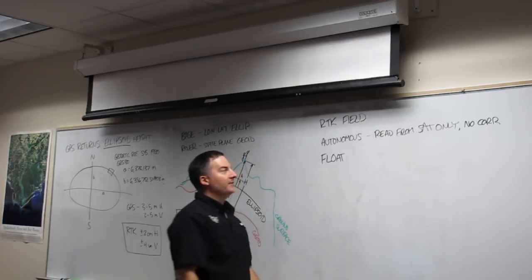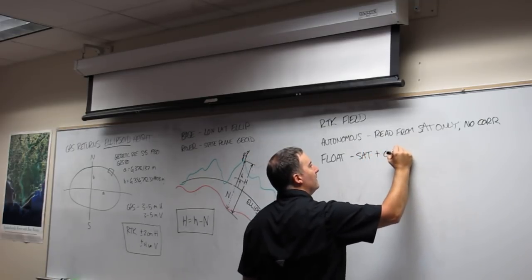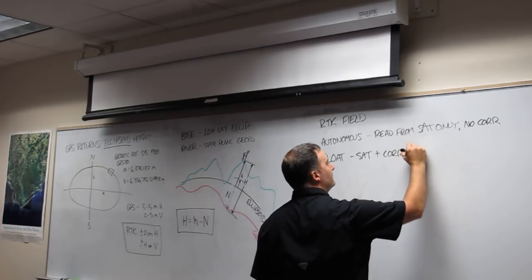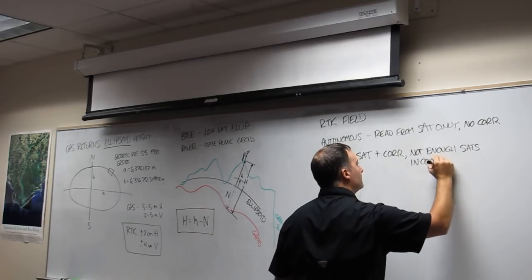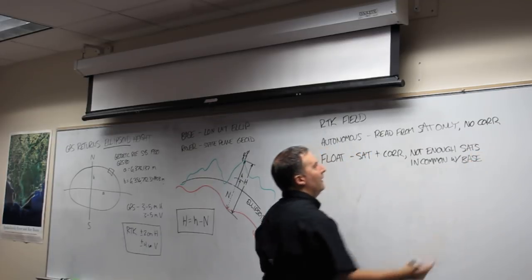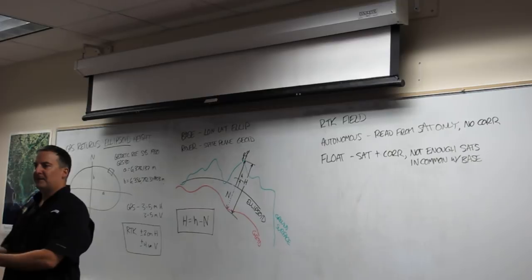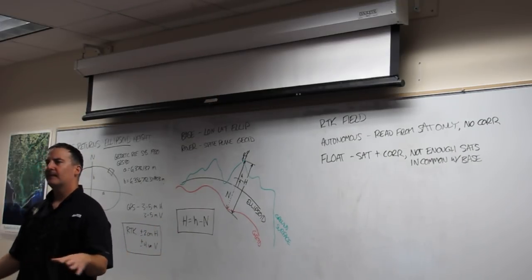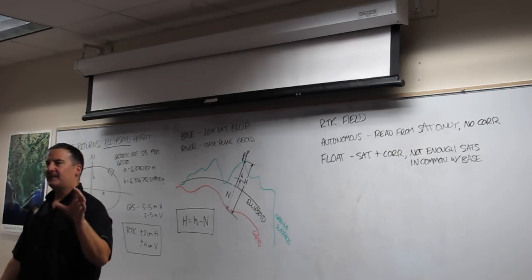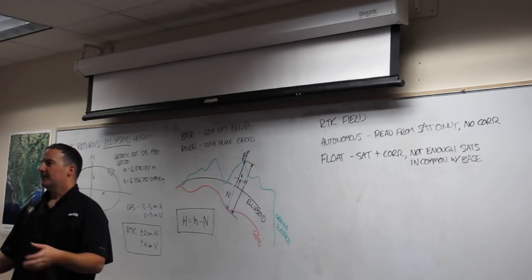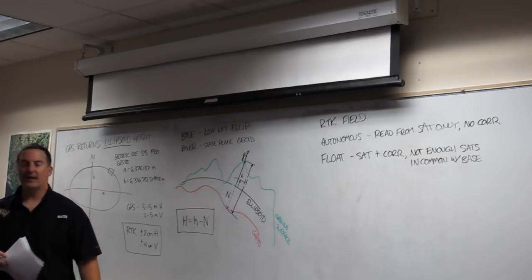Slightly better is known as float mode. So this is sat plus corrections. However, you're getting data from the satellite, you're getting communications from the base station. However, the rover does not have enough satellites in common with the base station. So when they both look up to the sky, they have to be seeing a certain number of the same satellites. Because if the base station's receiving corrections from 21, 22, 23, and 24, the rover has to be able to see those same satellites in order for those corrections to be valid, right? So if they don't have enough satellites in common, you'll be in float mode.